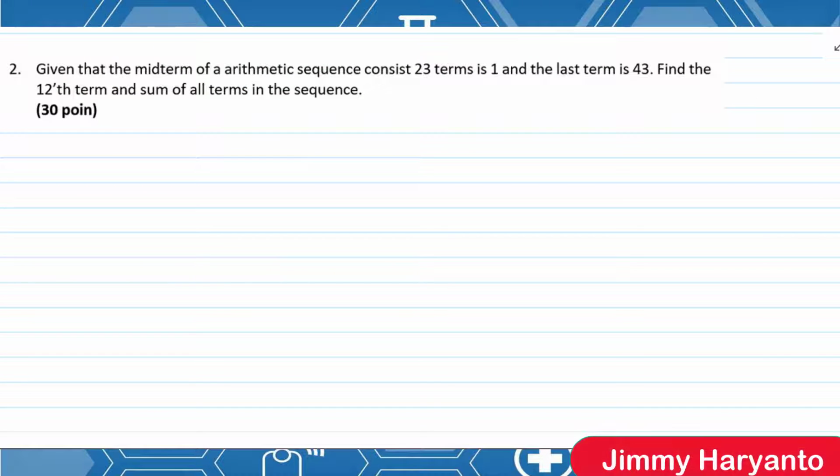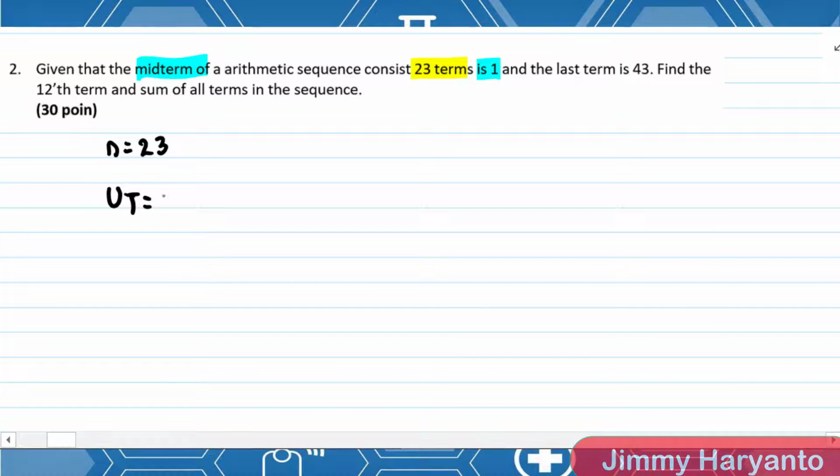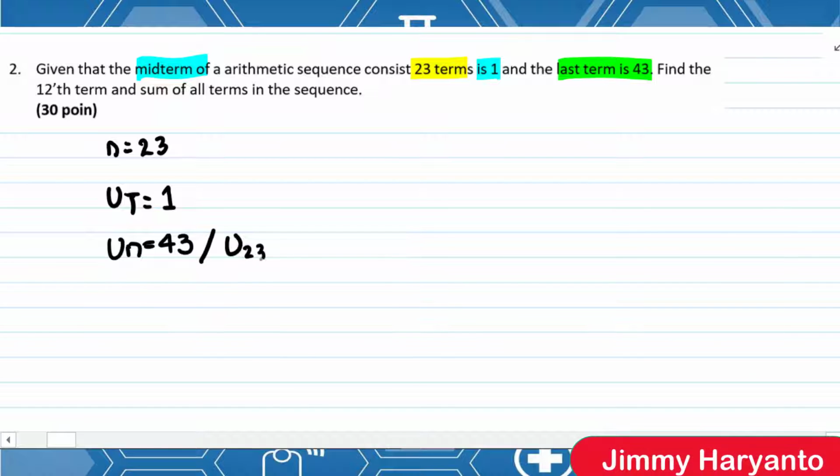And the second question is, given that the middle term of an arithmetic sequence consists of 23 terms. So from this one, you will know that n equals 23, and the middle term is 1. So middle term ut equals 1. And then after that, the last term means un equals 43, or maybe you can say u23 equals 43, because the sequence consists of 23 terms.